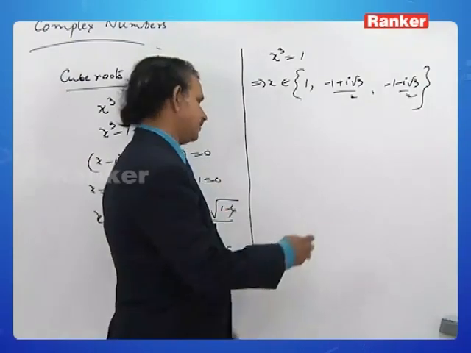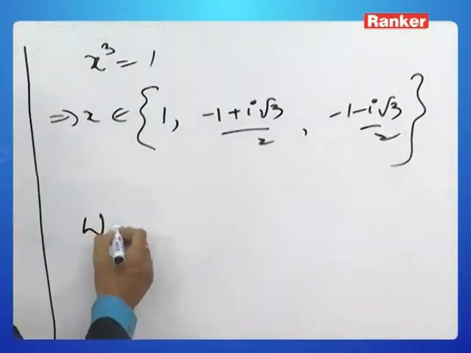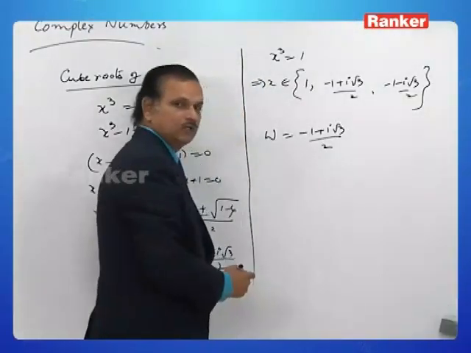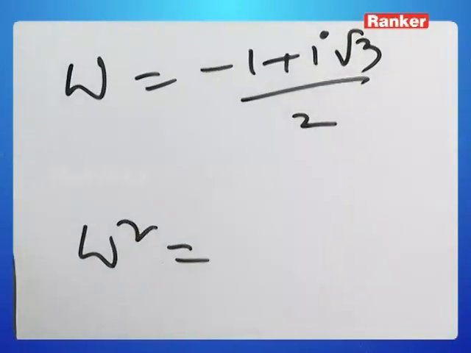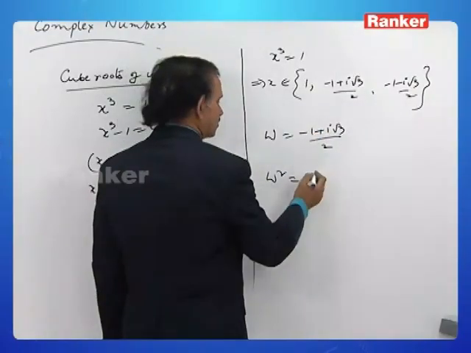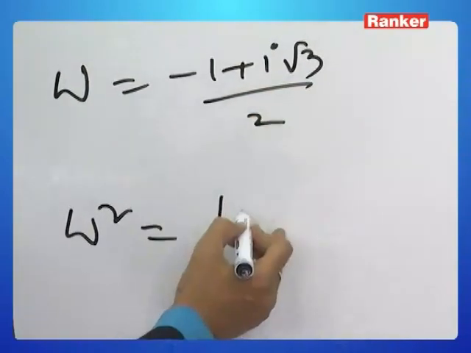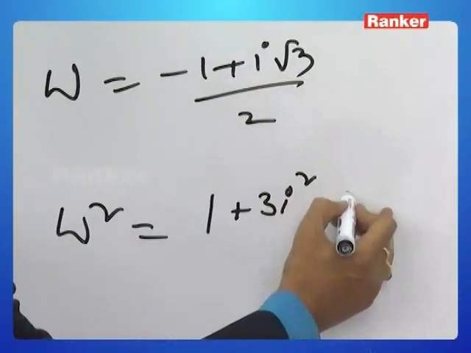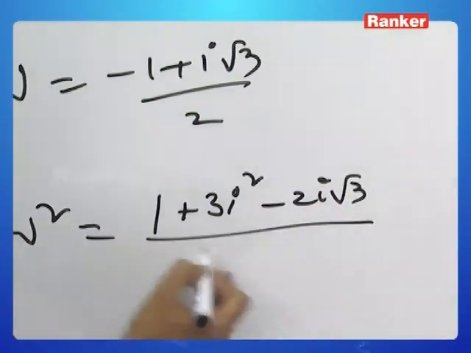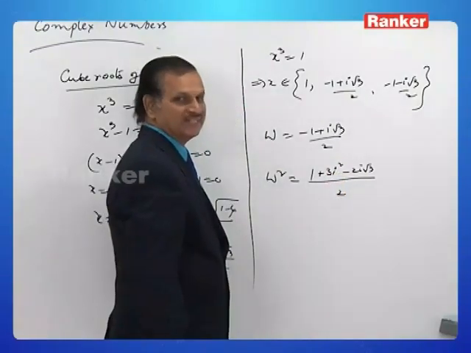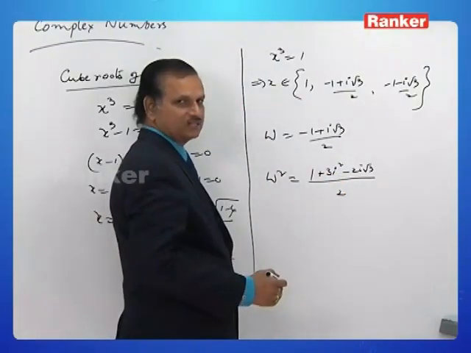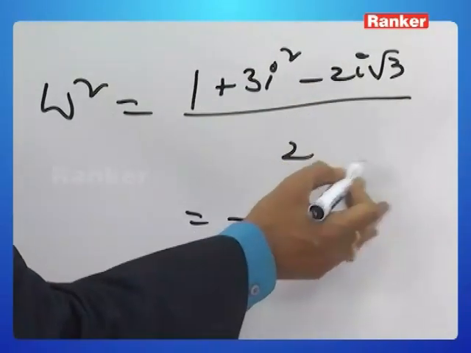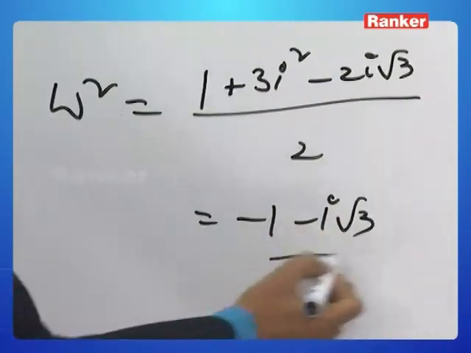Let me call this omega, minus 1 plus i root 3 by 2, whose square is omega square. (a plus b) whole square is a square plus b square plus 2ab. 3i square is minus 3, since i square is minus 1. 1 minus 3 is minus 2. Minus 2 by 2 is minus 1. And 2ab gives minus i root 3 by 2. So the square is minus 1 minus i root 3 by 2.